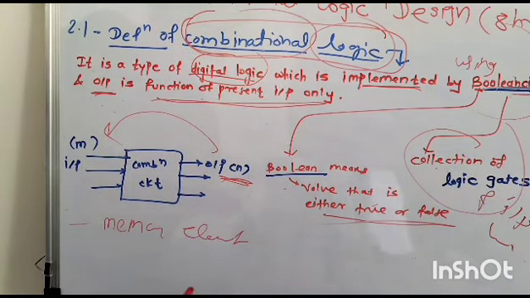In the next lecture we are going to start the SOP and POS forms and the canonical forms. Till then, stay tuned, and I hope you understood what combinational logic is and the difference between combinational logic and sequential logic circuits.